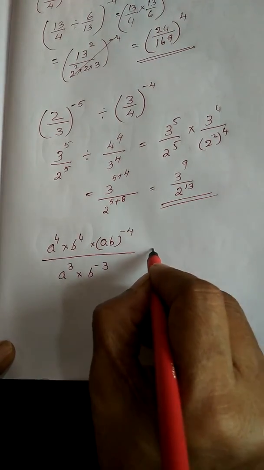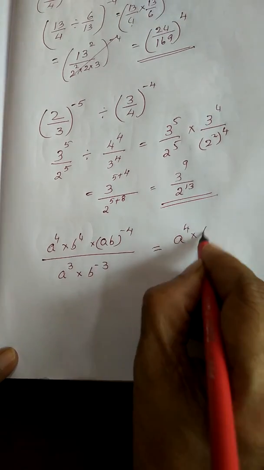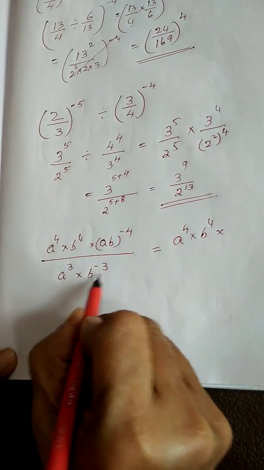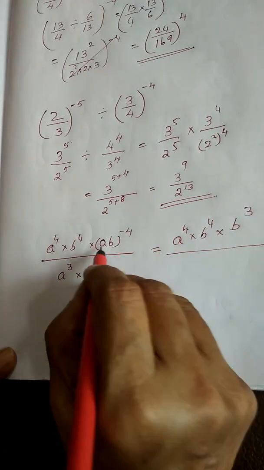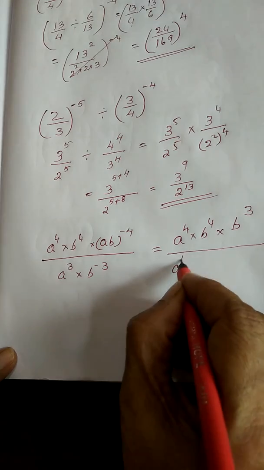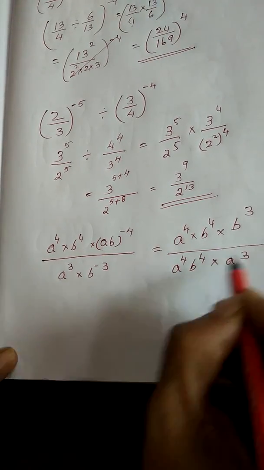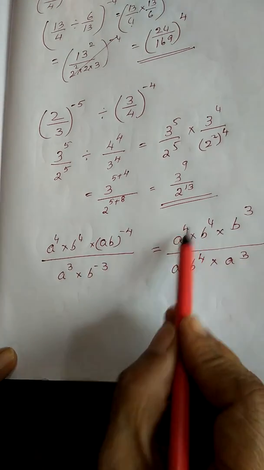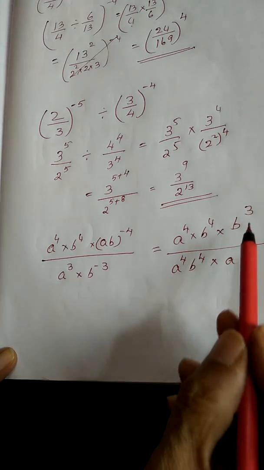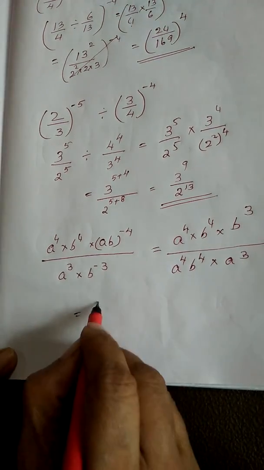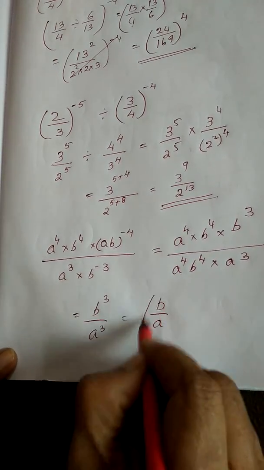Here again we will convert the negative exponent to positive first. So a to the power of 4 into b to the power of 4, and this denominator will come to the numerator. So b to the power of 3 by this will come down. So a to the power of 4 into b to the power of 4 into a cube. So now a to the power of 4 and b to the power of 4 will get cut and you are left with b cube by a cube, which you can write as b by a, the whole cube.